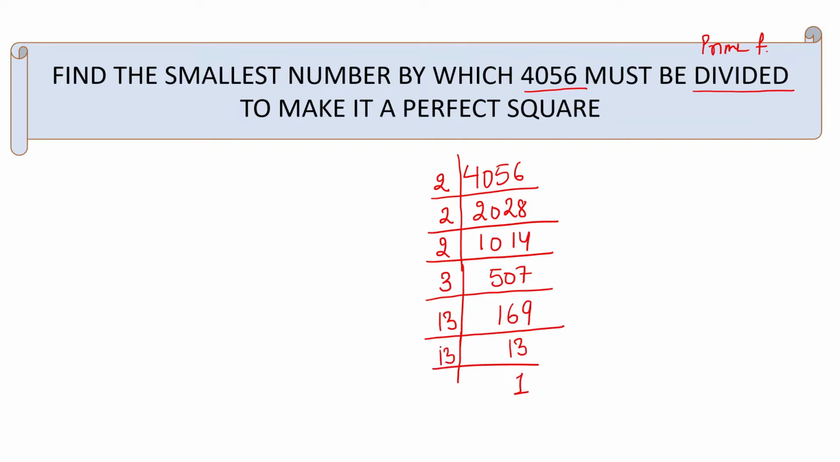Next we will check for pairing. 2 in pair, 13 in pair. Only 2 and 3 individually left without a pair. So in this case, we need to eliminate 2 and 3. What is 2 times 3? It's 6. So 4056 must be divided by 6 in order to make it a perfect square.